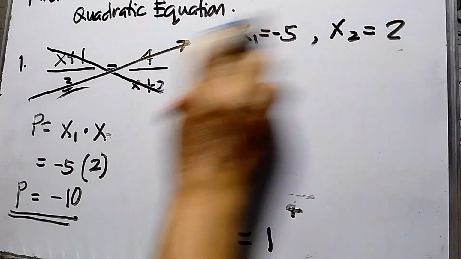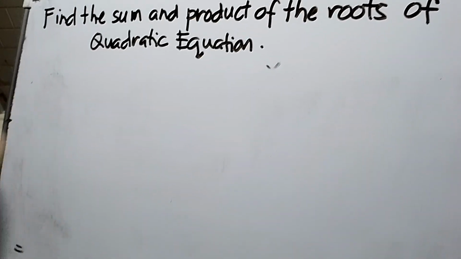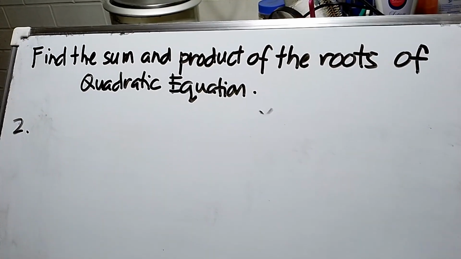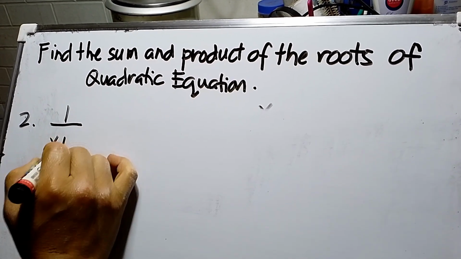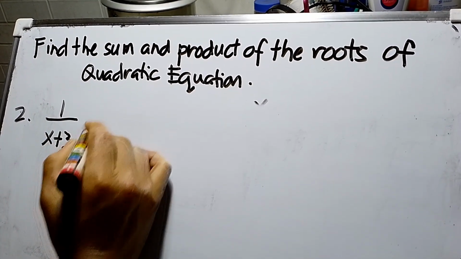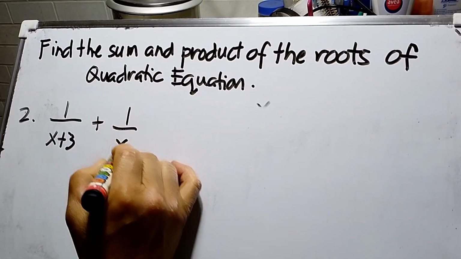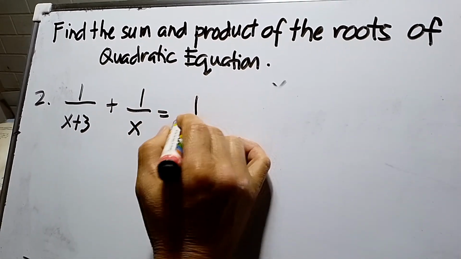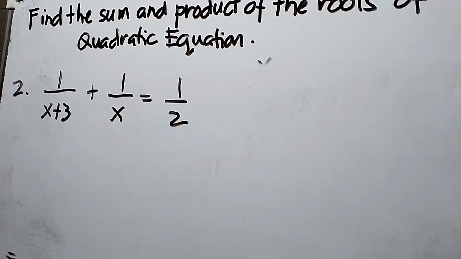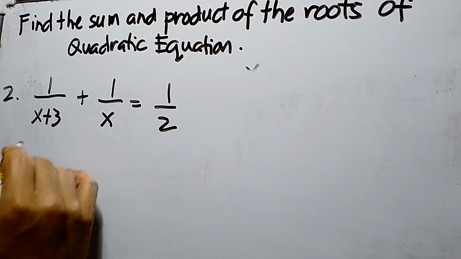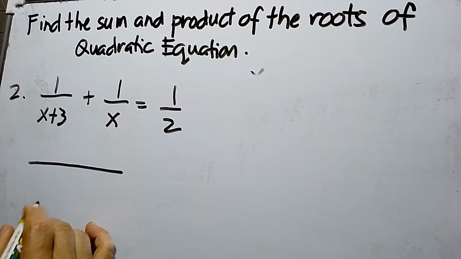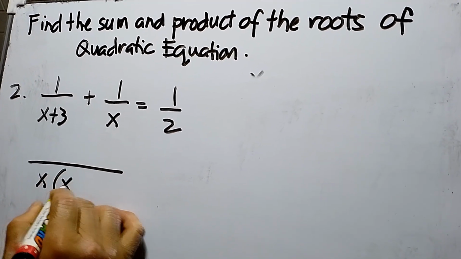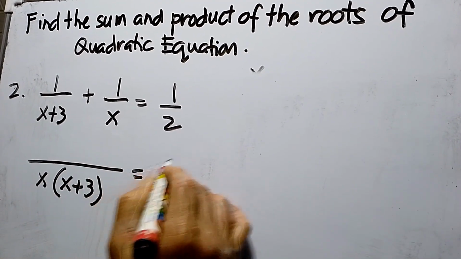Now let's proceed to another problem. Number 2. Number 2 is 1 over x plus 3 plus 1 over x is equal to 1 over 2. So LCD for these terms, so it should be x and x plus 3, and is equal to 1 over 2.